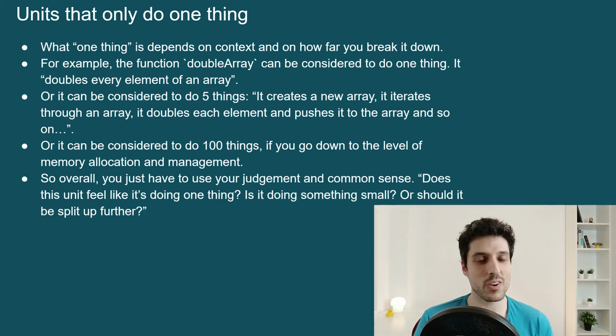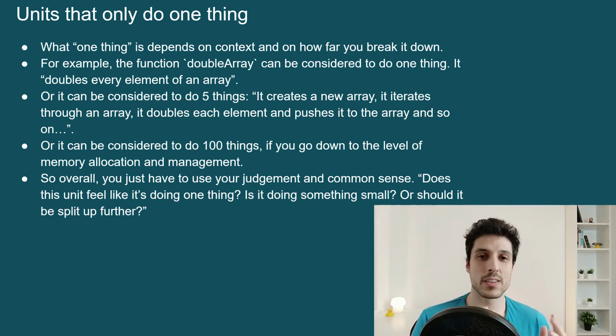Or you could go even further and say that it actually does 100 things or 1,000 things. And again, you would be right. Because if you go all the way down to memory allocation and freeing up memory, and having the CPU do addition operators or whatever it is, you could easily say it does 1,000 things. So when you say units that only do one thing, you have to use common sense and your own judgment, because depending on how far you break it down, they might do one thing or they could do 3,000 things, okay? So just use your own judgment, your own opinion and common sense.